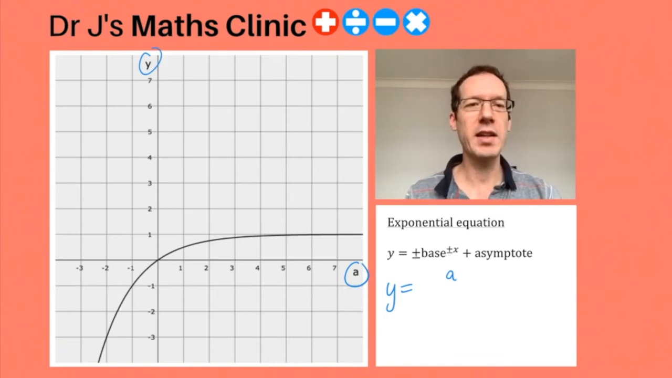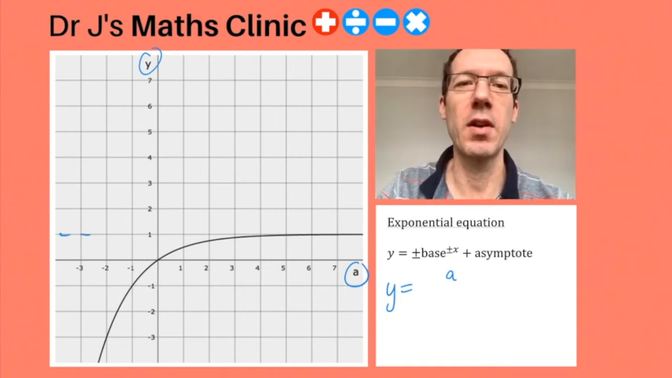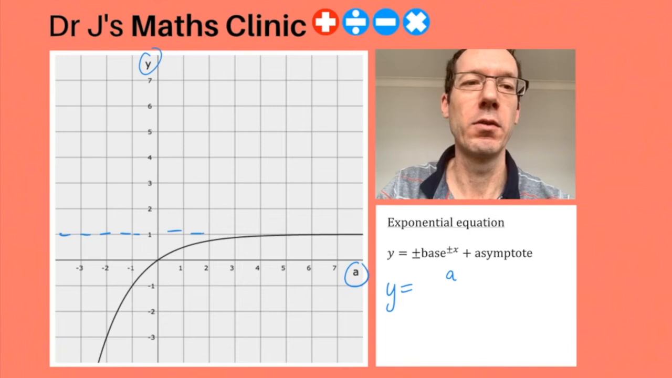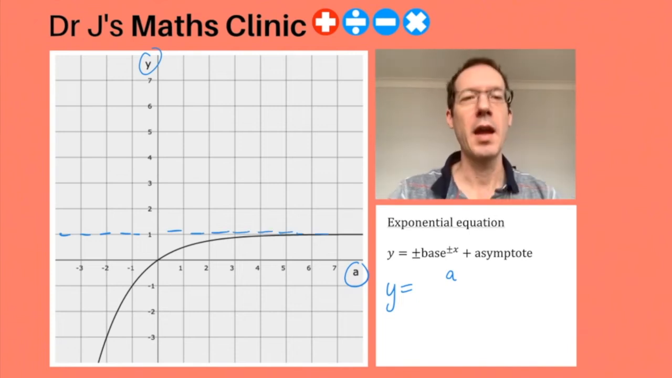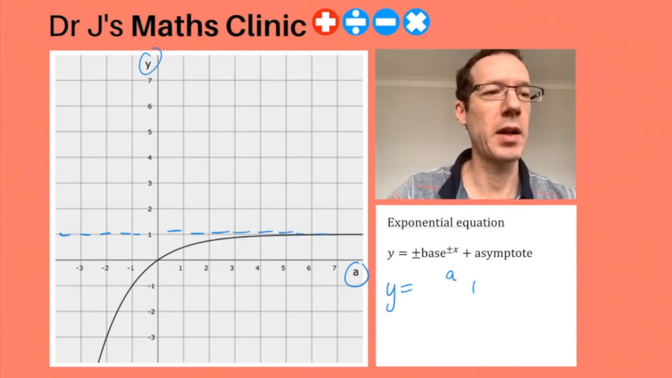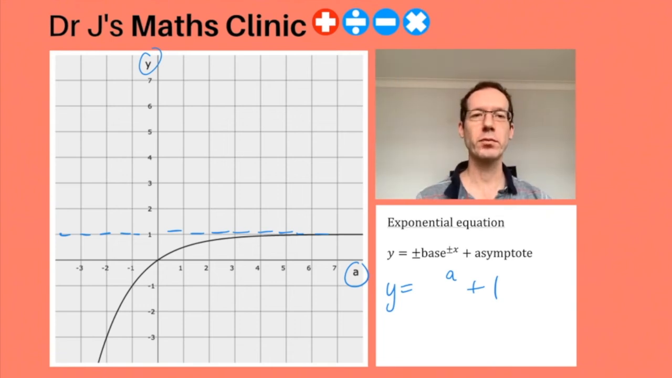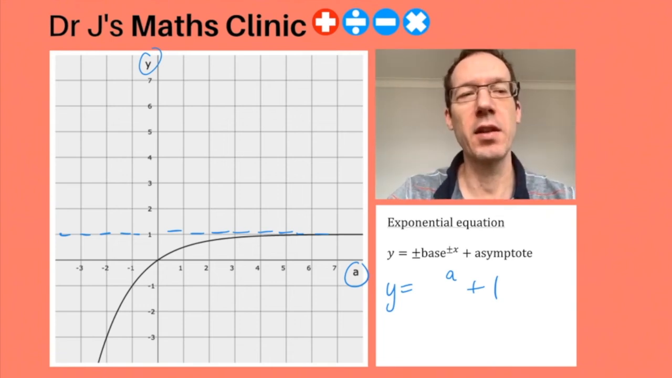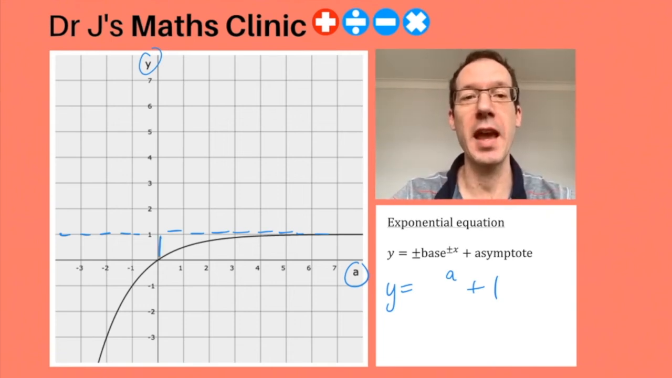Okay, what is our asymptote? That's this horizontal line here, which is at 1, so it's a plus 1 for my asymptote. Notice, as I said in the other two examples, the gap between the asymptote and our curve is 1.